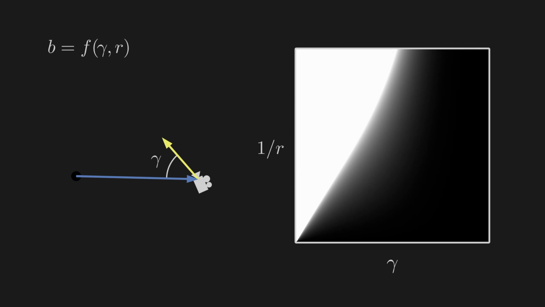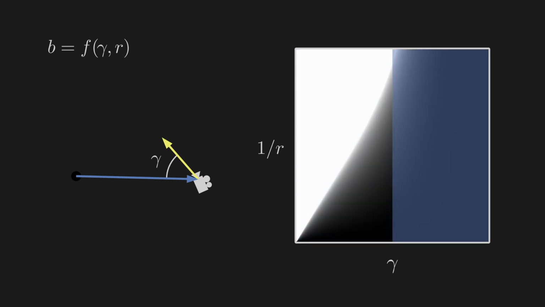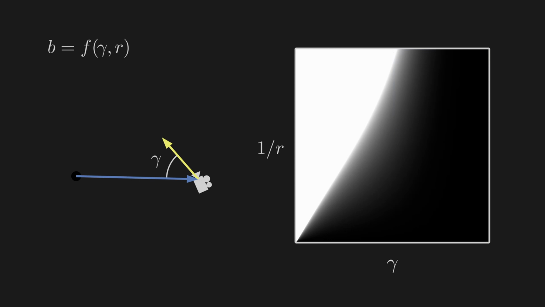Looking at our texture on the right here, the left half is looking at the black hole, and the right half is looking away from the black hole. Since the view angle can be between 0 and 180 degrees, the separation between looking at the black hole and looking away from it is at a view angle of 90 degrees.